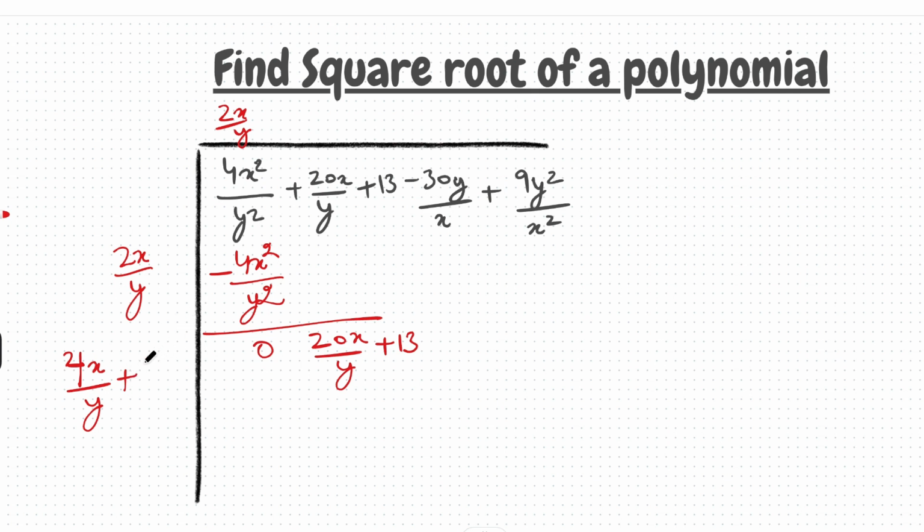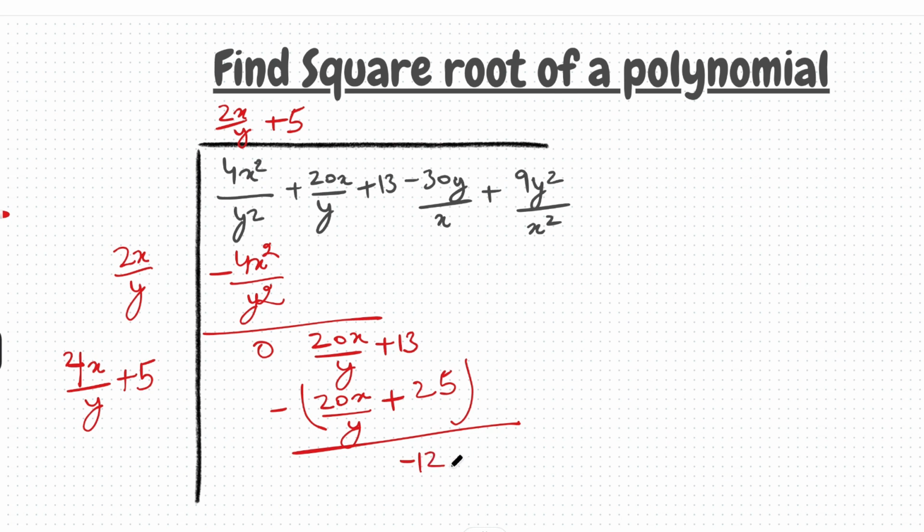And now we need to see what we should add here and then multiply this expression with that number or variable so that we obtain 20x upon y. So clearly if we multiply this with 5, we'll get 20x upon y. So we'll write 5 here and 5 in our answer and multiply this whole 4x upon y plus 5 with 5, and we will get 20x upon y plus 25. And if we subtract this below term from the top one, we will get minus 12.